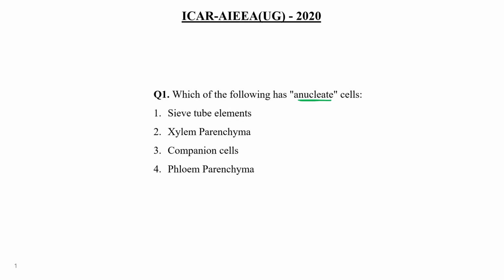So let's discuss question number 1. Which of the following has a nucleated cell? Sieve tube element, xylem parenchyma, companion cell, phloem parenchyma. Just take 5 seconds, then we will discuss the answer.